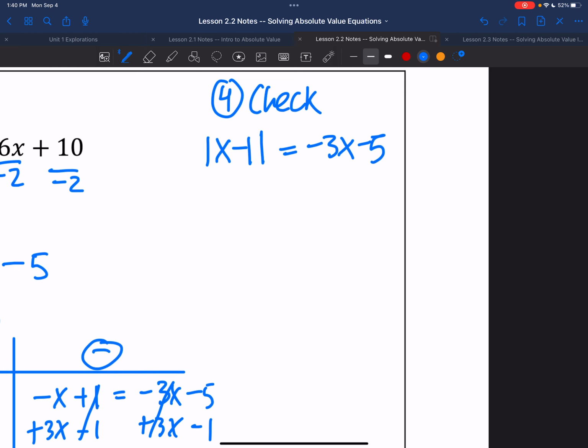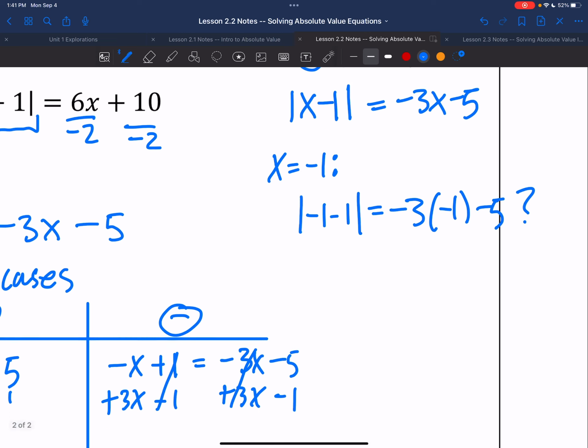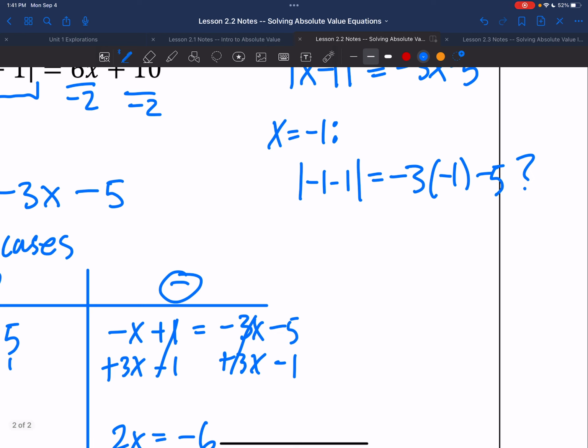And the first answer I'm checking is negative 1. So let's try x equals negative 1. I get absolute value of negative 1 minus 1. And I want to see, is that equal to negative 3x, where x is negative 1, minus 5? Question mark. Is that true? Well, negative 1 minus 1 is negative 2. Negative 3 times negative 1 is positive 3. This is minus 5. And so we say, is this true? The absolute value of negative 2 is positive 2. And 3 minus 5 is negative 2. Uh-oh, this is not true.